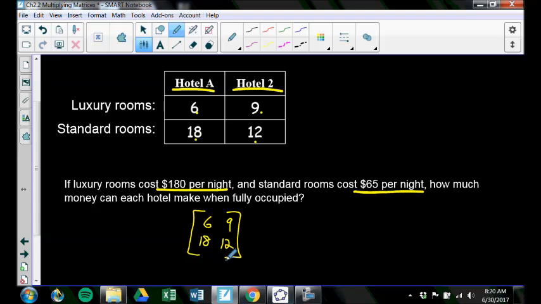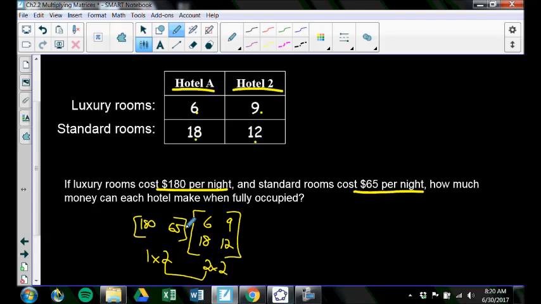So over here, this is a 2 by 2 matrix. So I want to multiply it, and I'll make this a 1 by 2. And I made it a 1 by 2 so that the middle numbers would match. That was the key. I had to make the middle numbers match, but I could put a 180 here and a 65 here.